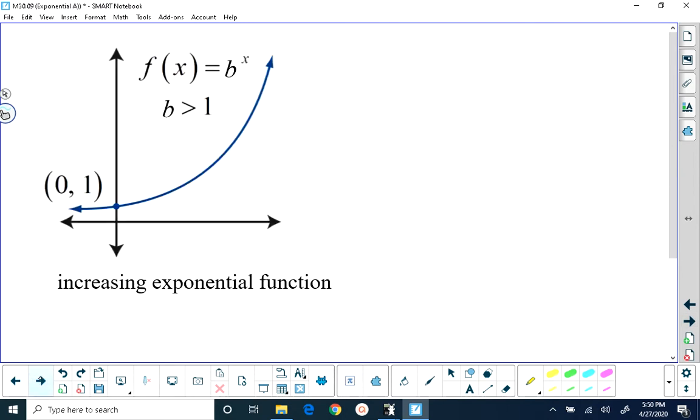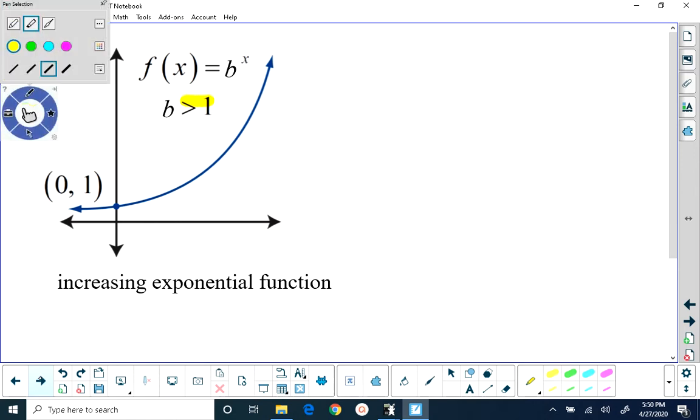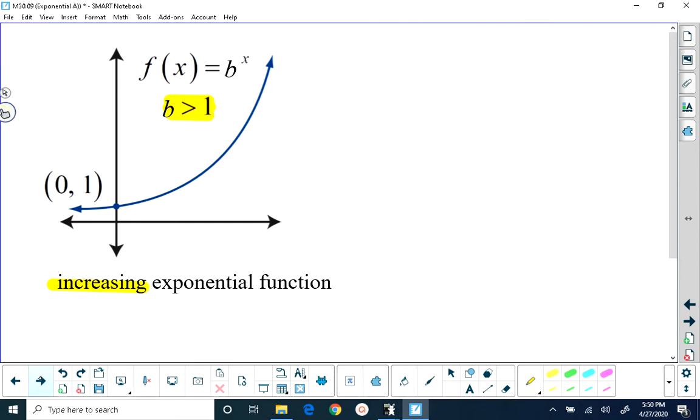What we're looking at here is a picture from your textbook. This is a very basic picture of y equals b to the x as long as b is greater than 1. If b is greater than 1, then you are going to be referring to a function that is increasing. Because if b is, for example, 5, the function gets multiplied by 5 on a regular basis. Multiplying something by 5 makes it larger. Multiplying something by any number greater than 1 will increase the value of that thing.